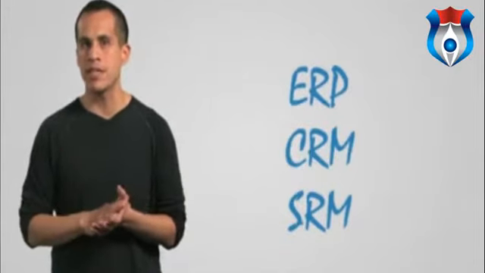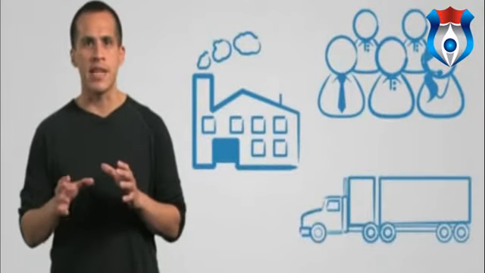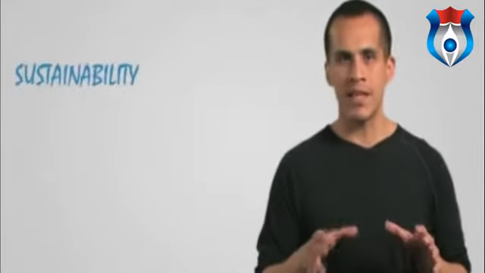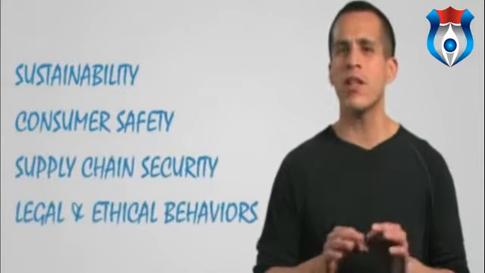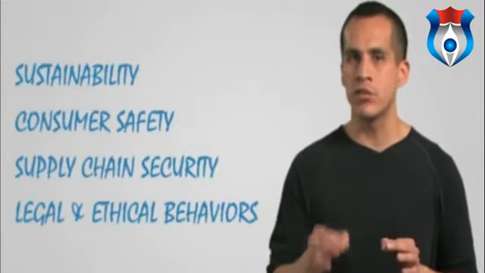Presently, companies achieve these capabilities from an alphabet soup list of systems and applications that include ERP, CRM, SRM. And while these things may change over time, one thing that will not change is the supply chain's dependence on technology. Managing resources, operations, logistics, and customers requires immediate access to data and information that only technology can provide. Supply chains need to meet the challenges of the present and future. Sustainability, consumer safety, supply chain security, and legal and ethical behaviors, these are all expected and in some cases demanded by consumers and governments worldwide. These are things that can only be effectively managed, monitored, and realized with the support of modern technology.